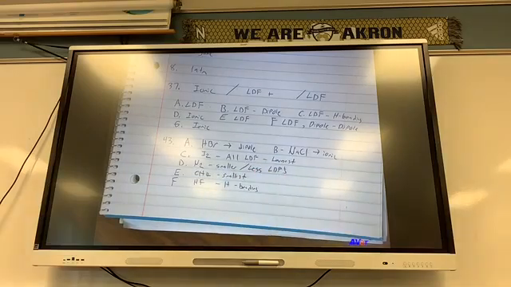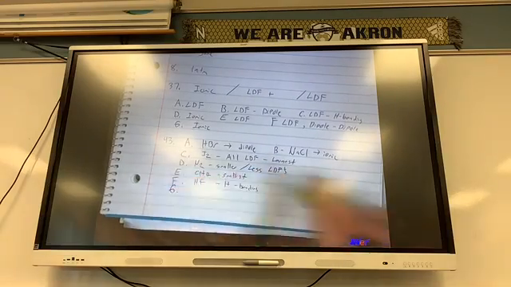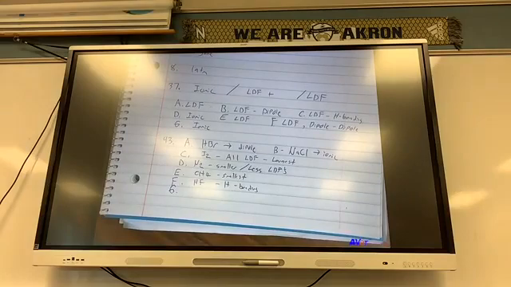Am I still on the screen? Yes. And then G, lowest vapor pressure. That means strongest bonds, yes? Correct. It means it doesn't want to evaporate.